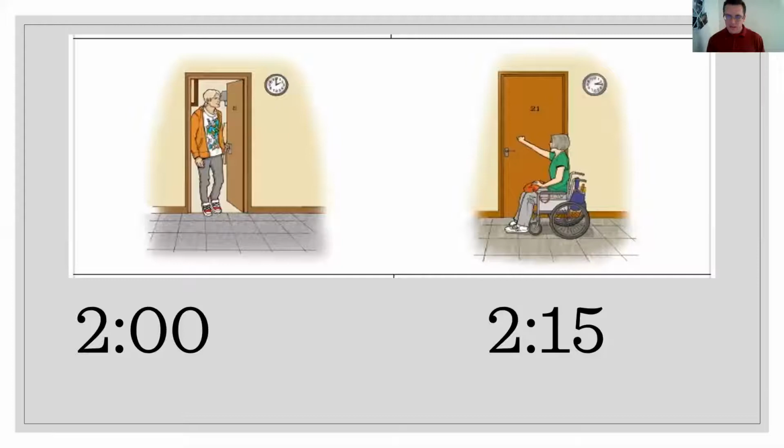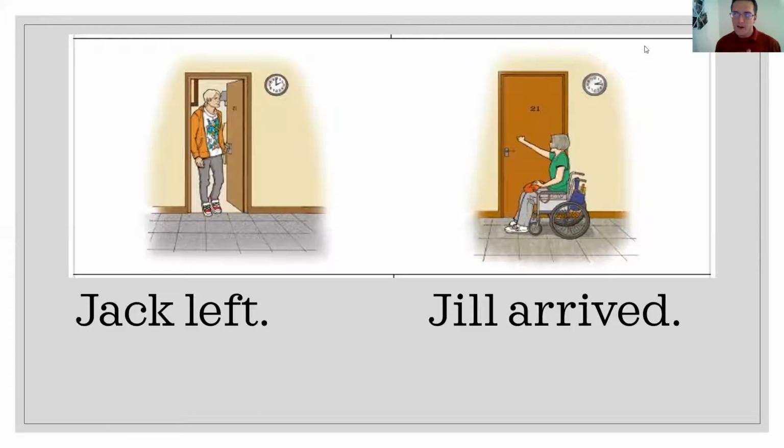Okay. Let's look at these pictures. This picture here. We have one event happening at 2 o'clock, and then later, 15 minutes later at 2:15, we have another event. We've got Jack and Jill. What happens at these two different times if we're talking about the past? At 2 o'clock, Jack left his apartment. It's past simple. At 2:15, Jill arrived at Jack's apartment. Again, we're using the past simple verb.